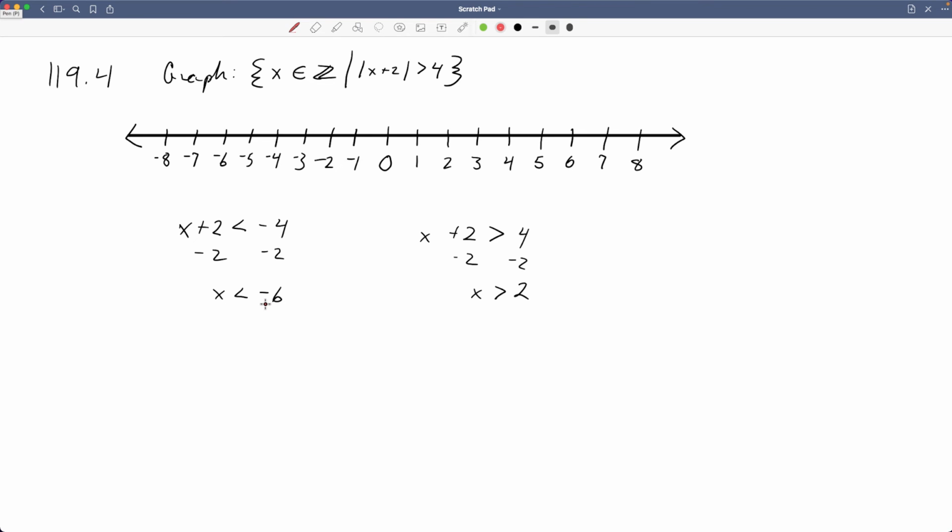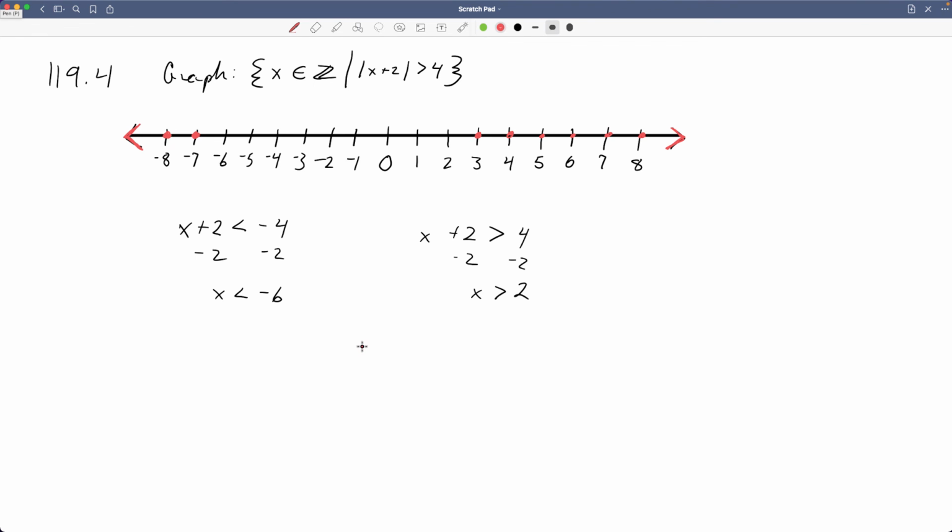Because it's less than negative 6, we're going to go to the next integer, which is negative 7, and dot it and dot the negative 8. Okay, and then we can highlight that arrow on the end to show that it continues. And if x is greater than positive 2, we can't include 2. So we go to the next integer that is greater than 2, and that would be 3. We would dot all the integers to the end and then highlight that arrow to show that it continues. Okay, and that is how we would write this disjunction.